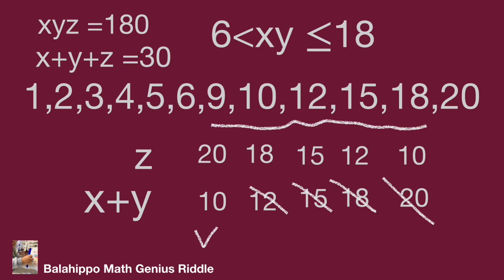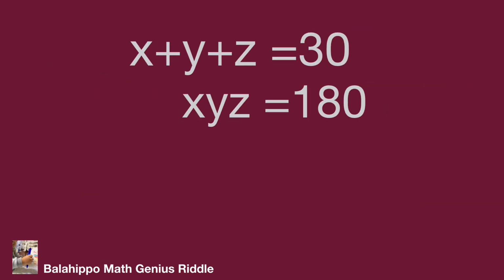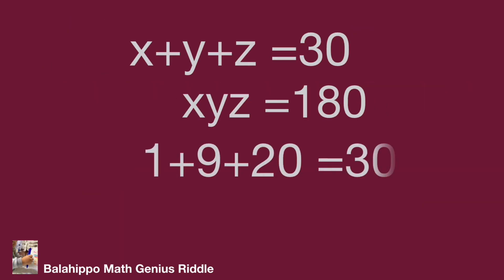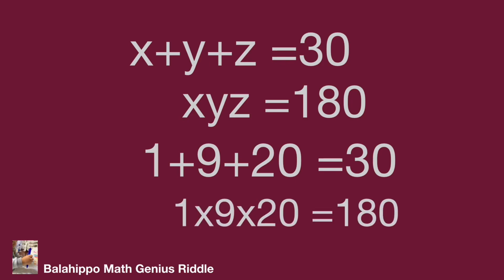Finally, we get x equal to 1 and y equal to 9. So the solution is 1 plus 9 plus 20 equal to 30, and 1 times 9 times 20 equal to 180.